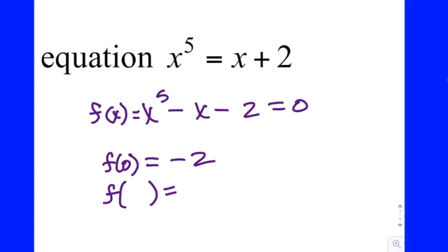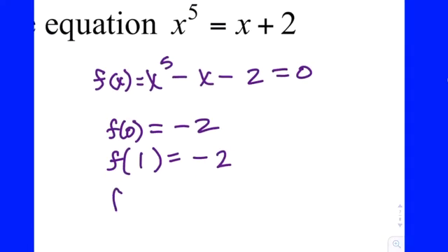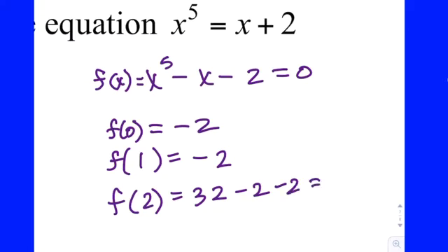Would 1 do the trick? No, but I could use 1 as my lower bound, right? 1 minus 1 is 0, so that's also -2, right? So let's try f of 2. Let's just keep it easy. That's 32 minus 2 minus 2. That's going to be 28. Is that good enough? Yeah, so here's what I know.